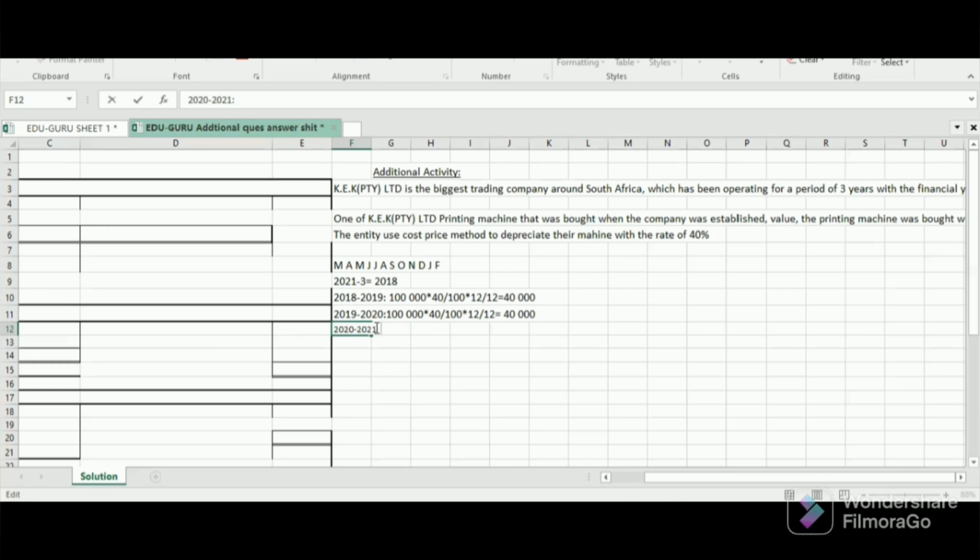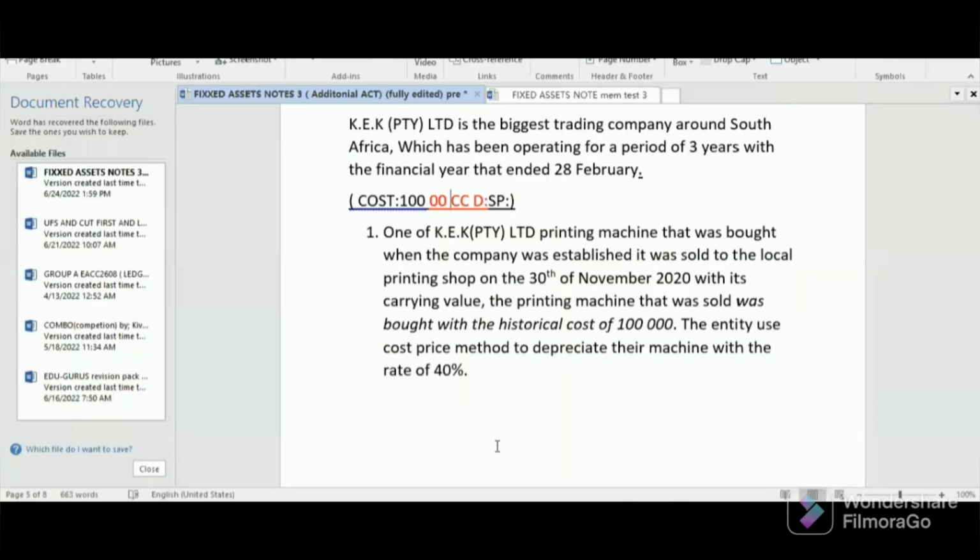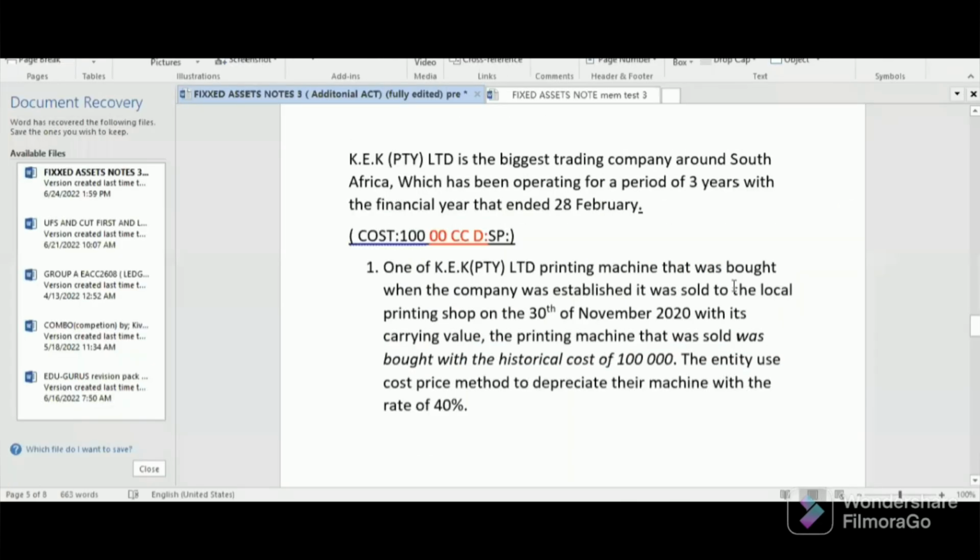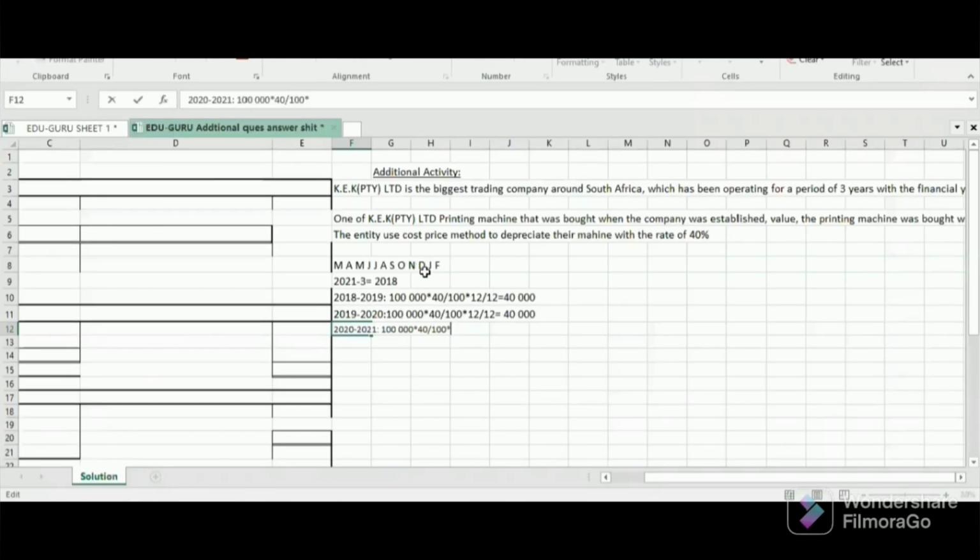So still continue with applying my method here. Cost price multiplied by the recommended rate of 40%, divided by 100, then multiply by the months the asset was used for the current financial year of 2020 to 2021. So let's just go back to our information and check when this asset was sold. It says it was sold on the 30th of November 2020. It was sold on the 30th of November.